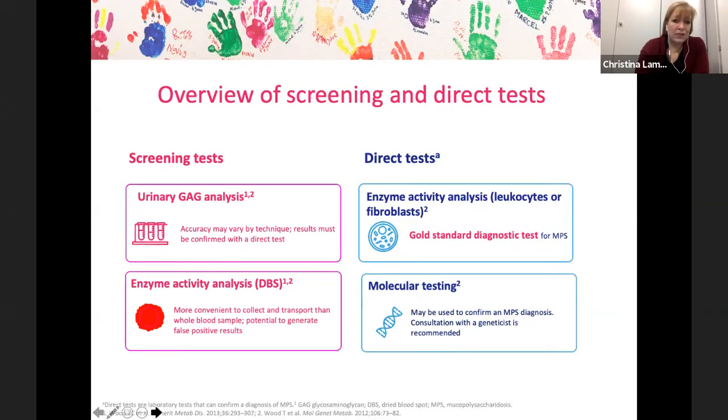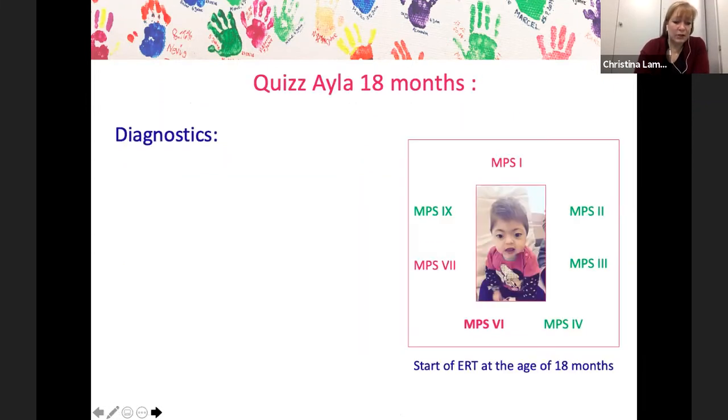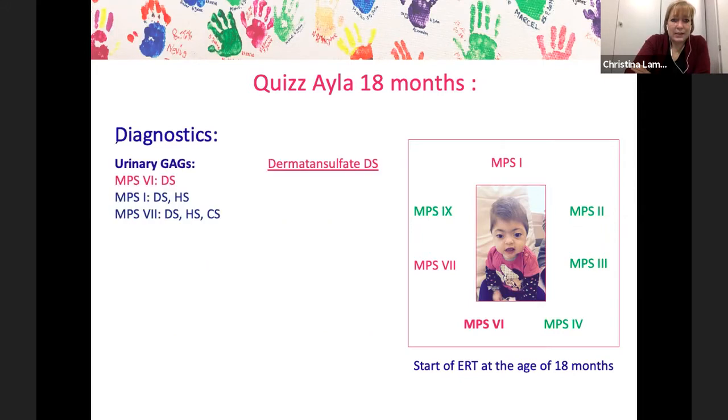So you have different ways: the urine, the dry blood spot, the enzyme activity testing in blood, and the genetic testing. Actually, now for the diagnosis, what we actually said already is that the child could suffer from different types of MPSs, like MPS 1, 6, and 7. And actually what we did is the first step, we did a urinary GAG. And what we could see is that she was showing dermatan sulfate in urine.